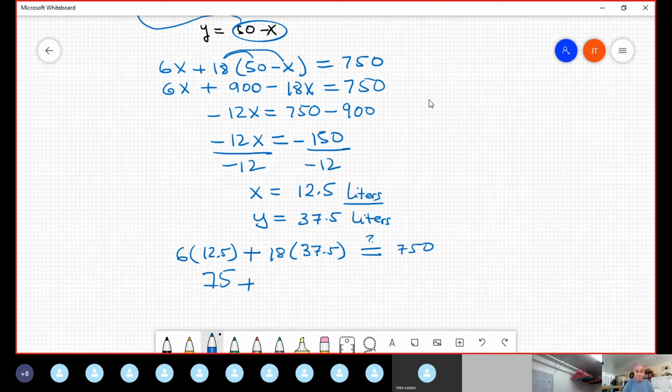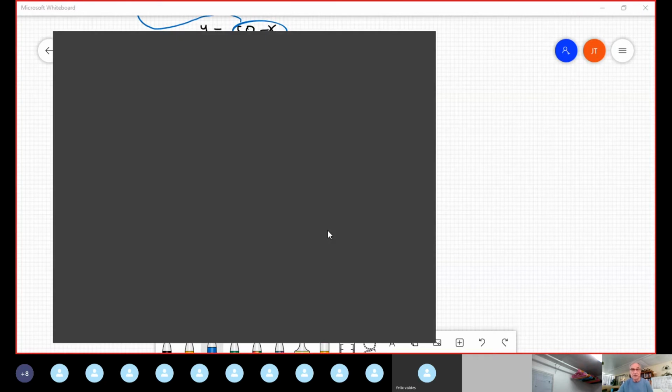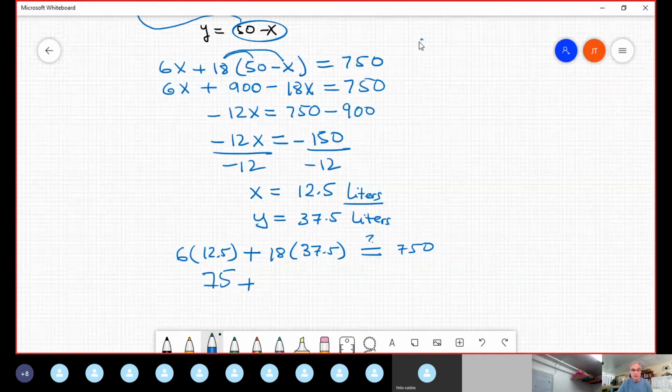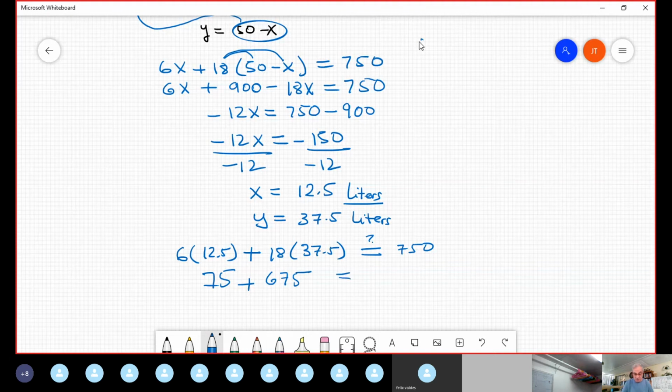18 times 37.5 is 675, and together, adding 750.